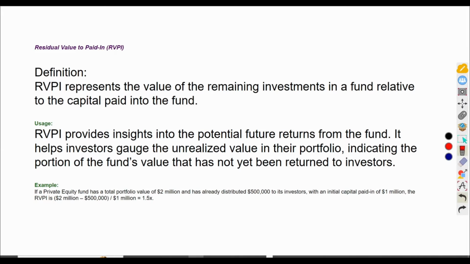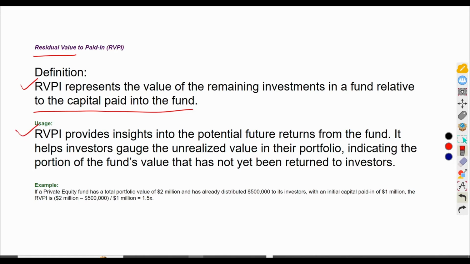So another one is residual value to paid in. Residual value means remaining value. Here we are talking about the remaining value in the fund vehicle. RVPI represents the value remaining in investments or in a fund relative to the capital paid in to the fund. So here we are comparing the remaining value with the paid in amount.